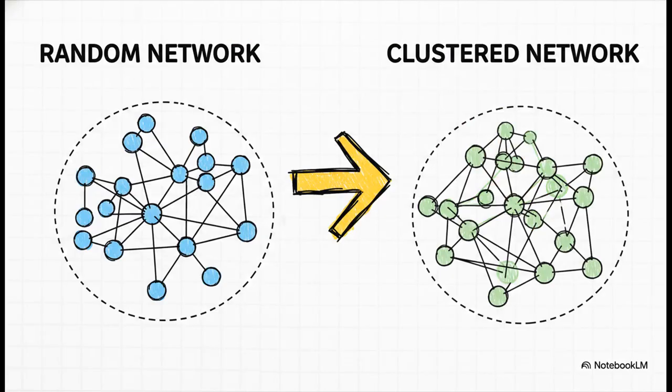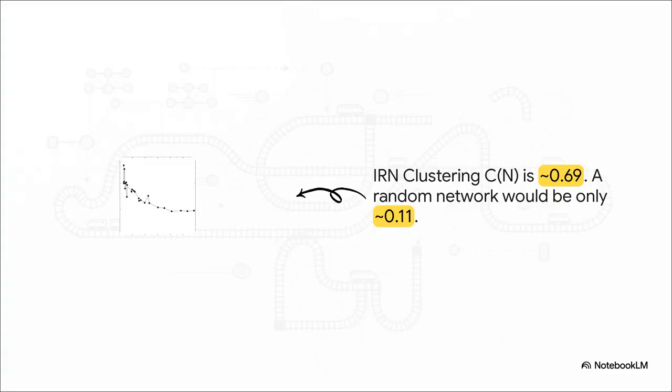And the second piece of the puzzle confirms the high clustering part. Just like we suspected from that number we saw earlier, the local structure of the network is anything but random. This graph shows that the clustering coefficient C of n is hovering right around 0.69 for the full network. But here's the killer comparison. If you just took the same number of stations and the same number of links and connected them all up completely at random, you'd get a clustering coefficient of just 0.11. The real railway network is more than 6 times more clustered. That, right there, is the smoking gun for it being a small world network.